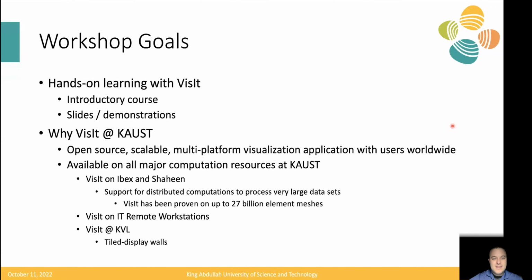Why would you care to use VisIt here at KAUST? Well, there's a few different reasons. It's an open source, scalable, multi-platform visualization application with users worldwide. And it's available on all of our major computational resources here at KAUST. We have VisIt on both ibex and Shaheen, which allows support for distributed computations to process very large data sets. VisIt has been proven in the past on over 27 billion element meshes, so very large data. We also have VisIt on our IT remote workstations, so you can access those anytime you need. And finally, we have VisIt at KVL, so we can use VisIt on our tiled display walls, and you can explore your data in extra large format.